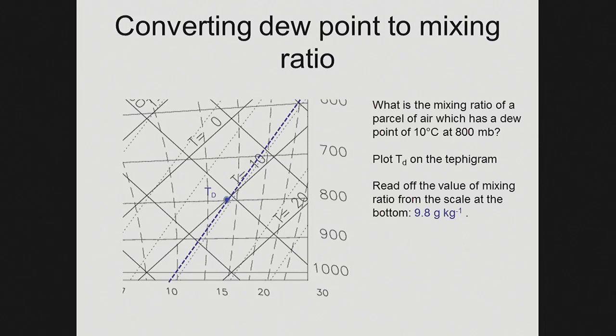So here we are. What's the mixing ratio of a parcel of air which has a dew point of 10 degrees at 800 millibars? We can see here's 800 millibars, so we follow this along, and 10 degrees is this sloping line here, so where they intersect we plot that, and that's our dew point. Okay, we've plotted the dew point, and so to find the mixing ratio, we just read that off these dotted lines here. So there's 7, here's 10, and so obviously it lies somewhere between 7 and 10. In this case it's pretty close, so I've estimated 9.8.